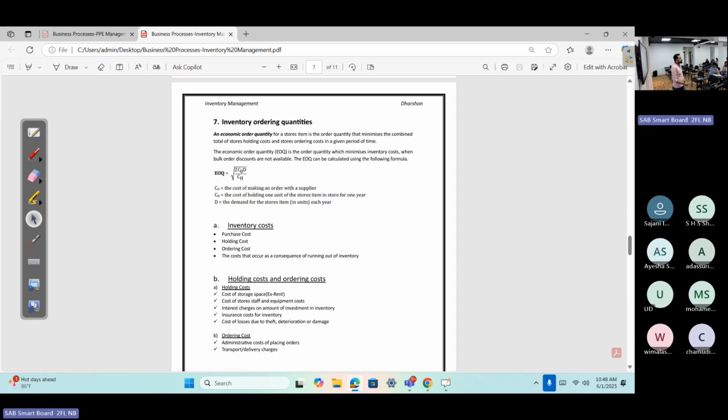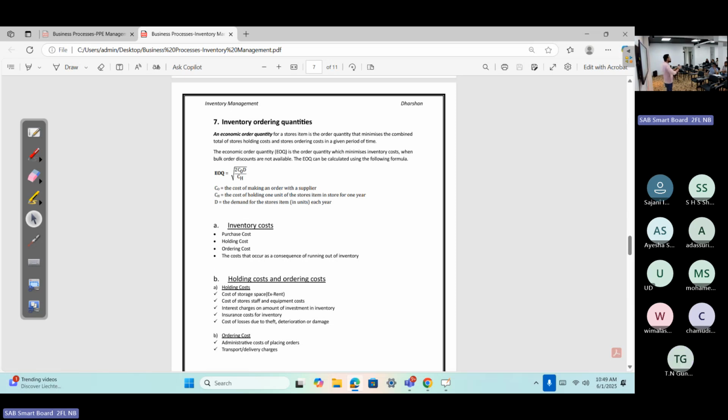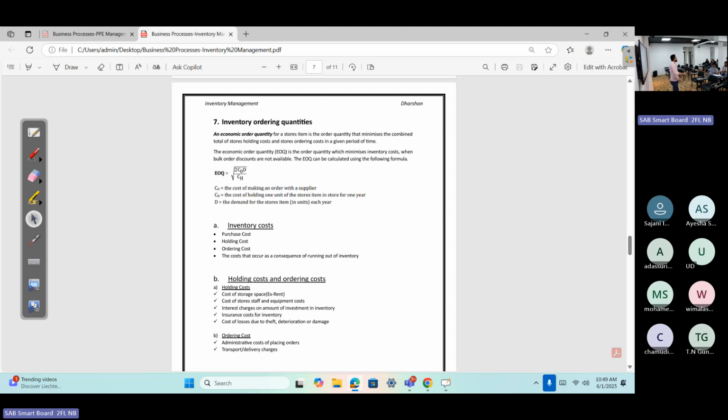Sometimes with too many orders, the order cost might be higher than the holding cost. That type of situation is also there. Sometimes the order cost is less than the holding cost. Then it is better to order one time and store in your storeroom. Sometimes the order cost might be higher than the holding cost. Sometimes the holding cost might be higher than the ordering cost. So these variables must be considered.